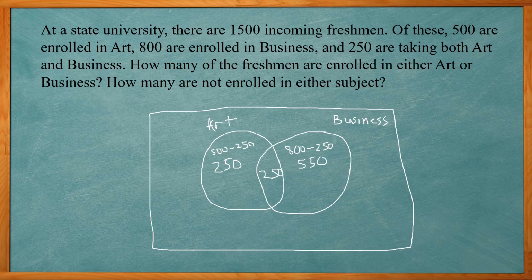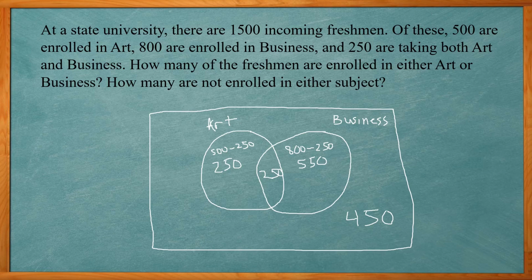Now if we count out what we have so far, we have 250 plus 250 plus 550, and that adds up to 1,050. And we surveyed 1,500, so the rest had to be students who didn't take art or business at all. So this count can come out to 450. That's the 1,500 minus the 250 minus the 250 minus 550.